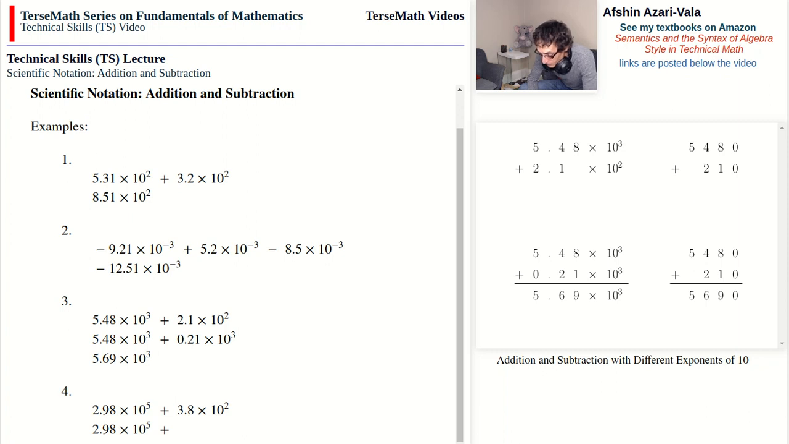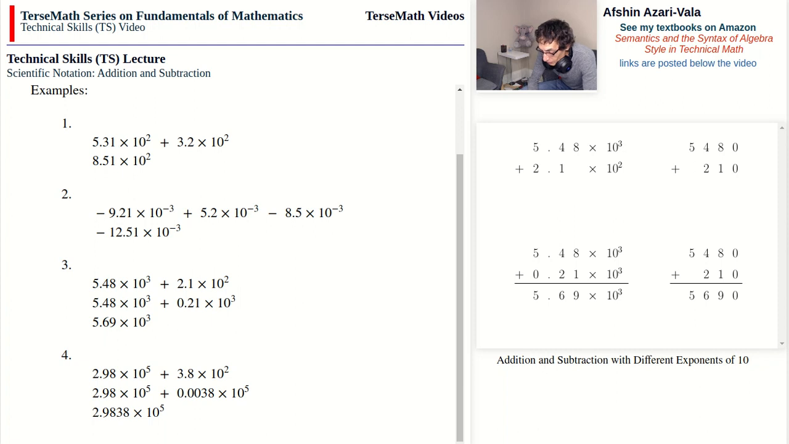And we end up with 0.0038 times 10 to the power of 5. Now we can add 2.98 and 0.0038 and add on times 10 to the power of 5 to the end of that.